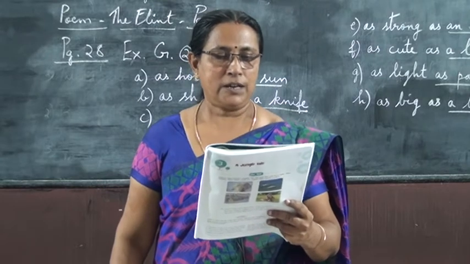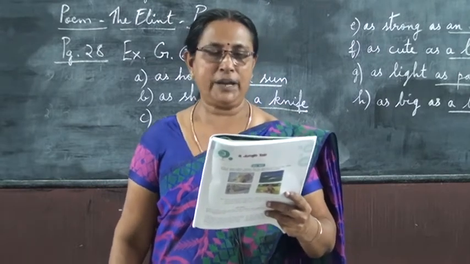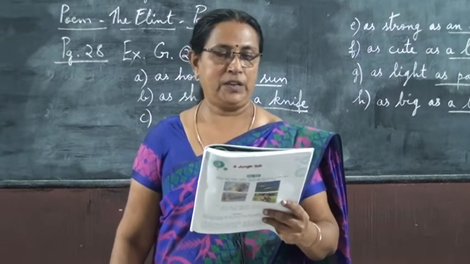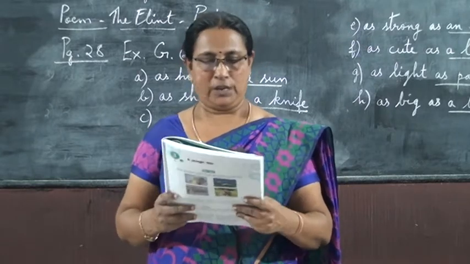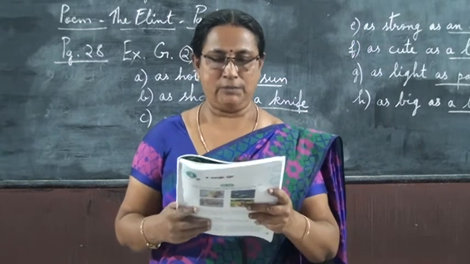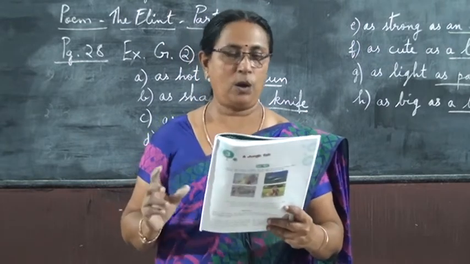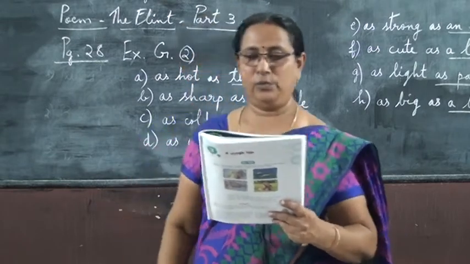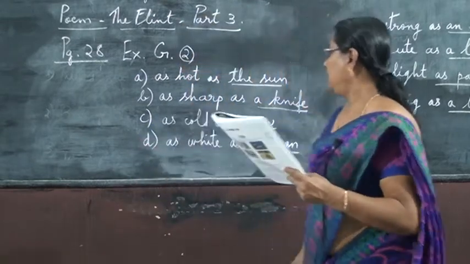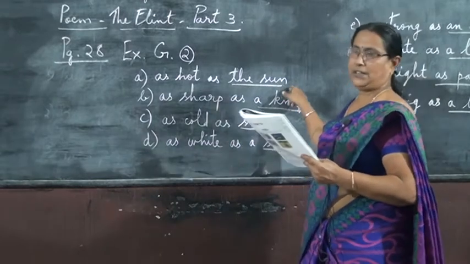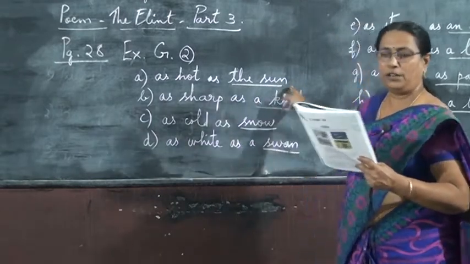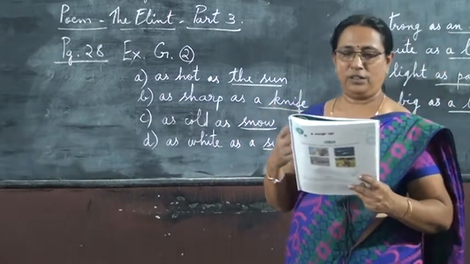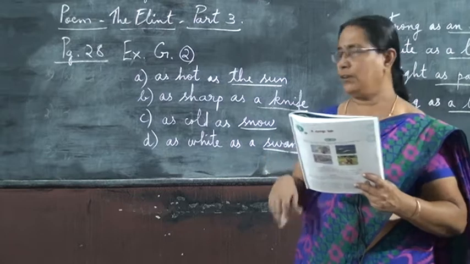Now, here are some common similes. Replace the words in bold to make similes of your own. Here in the question number 2, A to H, some similes are given there. As hot as fire. So instead of fire, you can use another word. Now I have used here as hot as the sun. The sun is also hot, the fire is also hot. So you can compare it. The hotness is compared to the sun or the fire.